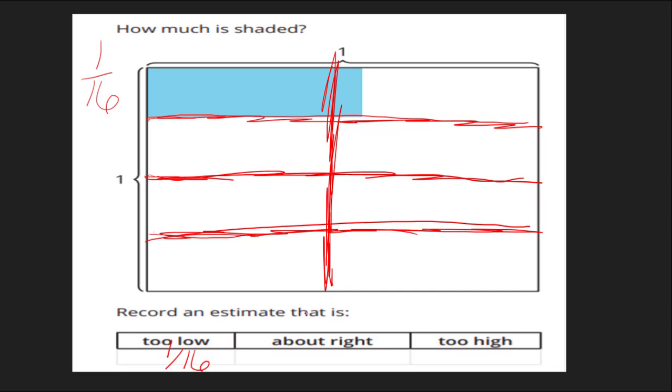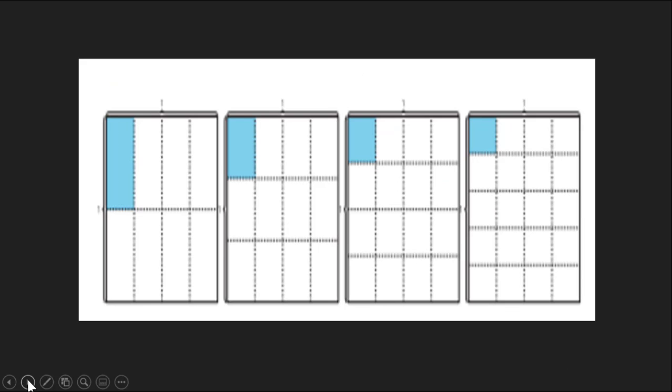About right might be anywhere from a sixth to an eighth maybe. And a too high might be 1/4 or 1/2. So let's look at our picture here. If the pattern continues, what do you think the next diagram will look like?